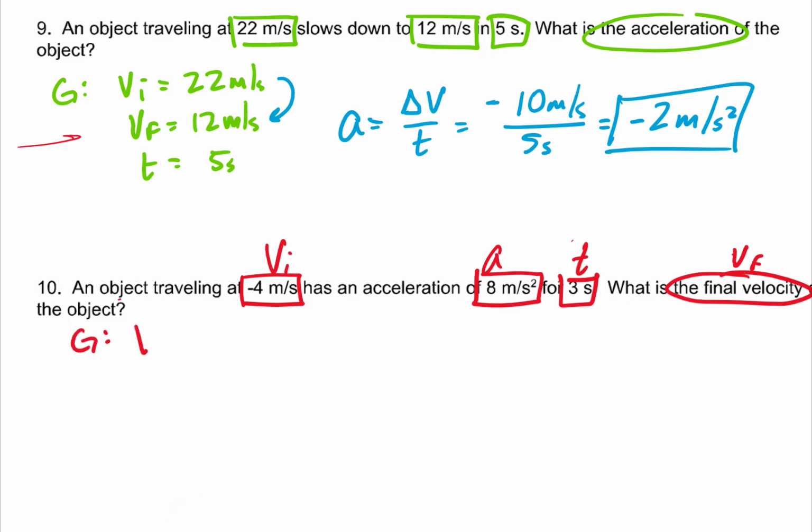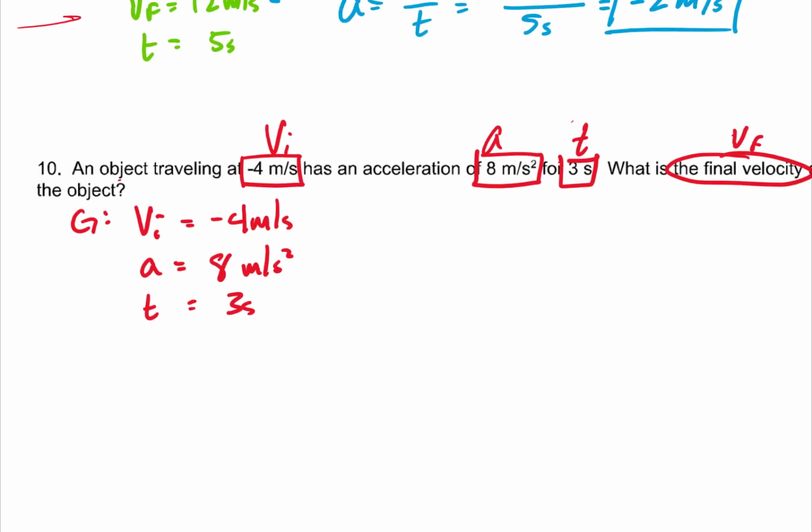So my givens, the initial velocity is negative 4 meters per second. My acceleration is 8 meters per second squared. My time is 3 seconds. And my unknown is the final velocity. Now, here are my choices for equations. Here are my possible equations.